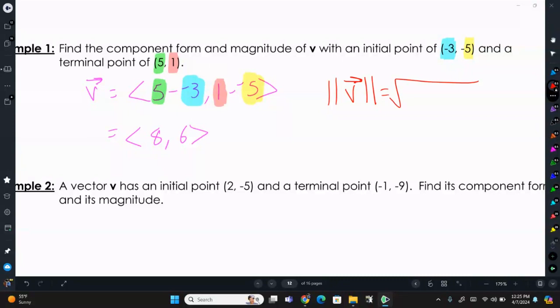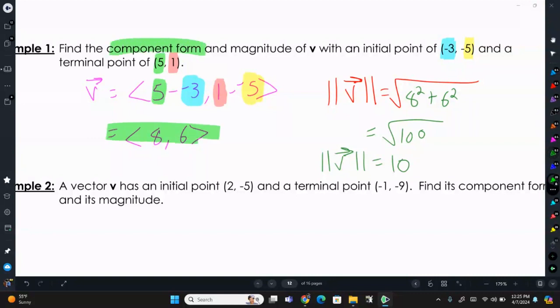is equal to the square root of our horizontal component squared plus our vertical component squared, which is equal to the square root of 100, which is equal to 10. So we found our component form. This is our component form right here. And we found our magnitude right there.